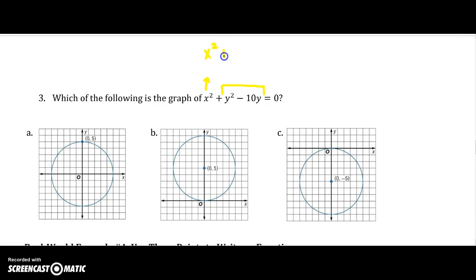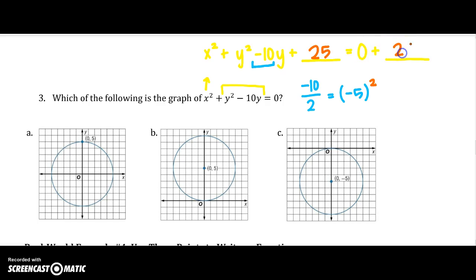So we need to complete the square, so I'm going to say y squared minus 10y plus blank is equal to 0 plus blank. If I add something to one side, I need to add it to the other side. So how do I find that number that goes in both of those blanks? I'm going to take this number right here, negative 10, and divide it by 2, which would give me negative 5. To go in those blanks, I'm going to square that number. So I'm going to put plus 25 here and plus 25 here.